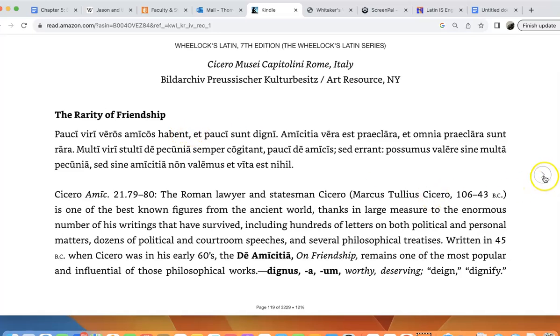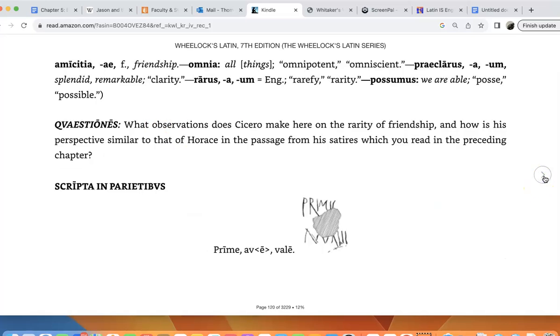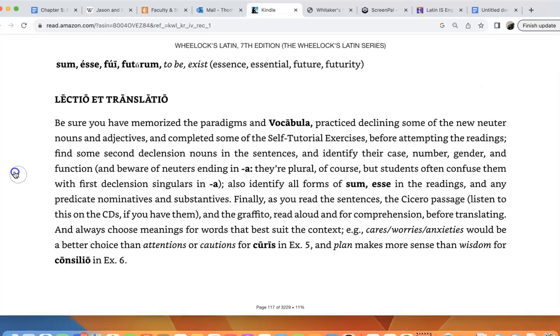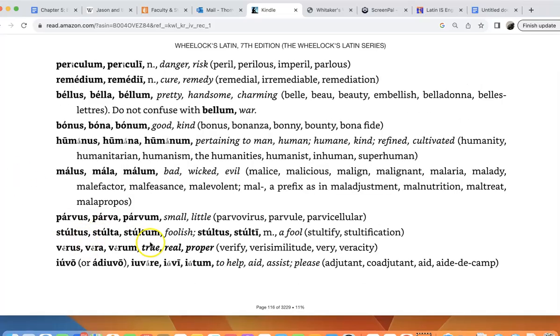Now, stulti, that's one of our vocab words. Let me go back here just to show you how. So stultus, or foolish. Actually, foolish sounds a little bit better. But it is where we get the word stupid, S-T-U, so, or dumb. But we'll go with foolish.